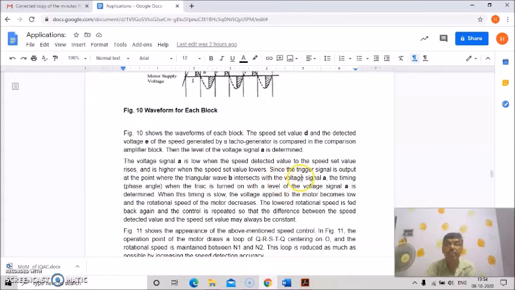And since the trigger signal is output at the point where the triangular wave B intersects with voltage signal A, the timing, that is the phase angle when the triac is turned on, is determined by the level of the voltage signal A. When this timing is slow, the voltage applied to the motor becomes low, and the control is repeated so that the difference between the speed detected value and the speed set value may always be constant.